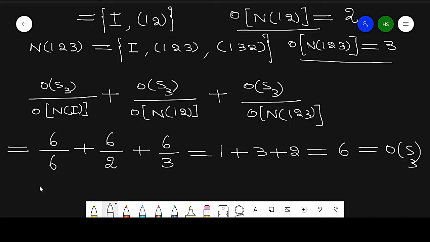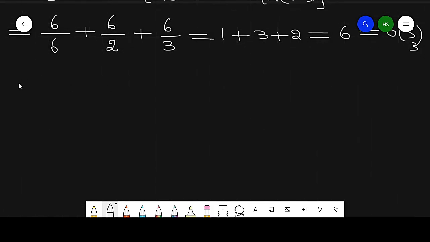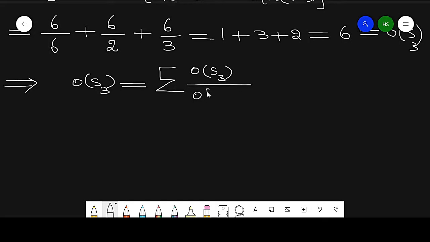So the order of S3 is equal to the summation of the order of S3 over the order of the normalizer of the element A, where A belongs to S3. So it satisfies this equation, and the class equation is verified.